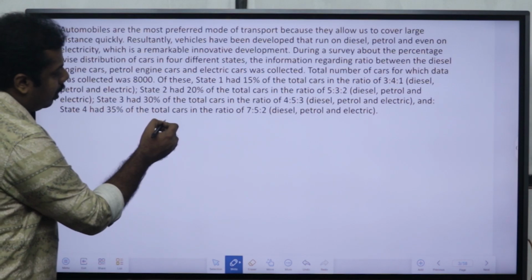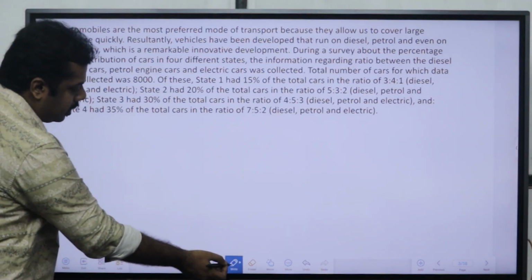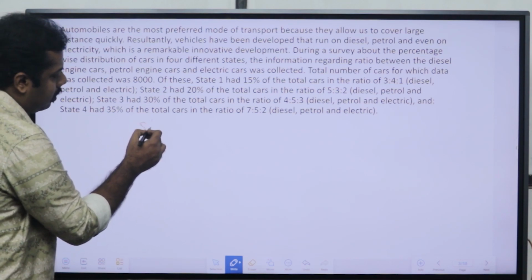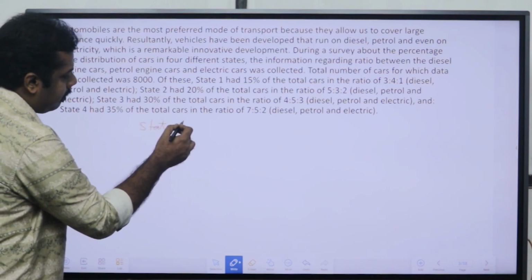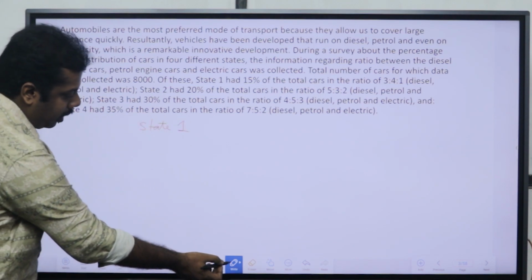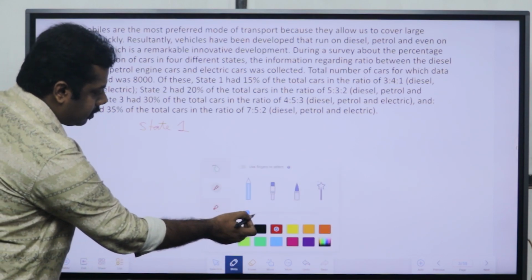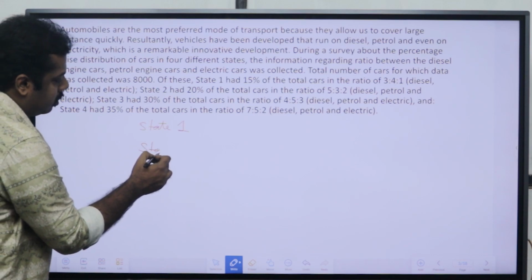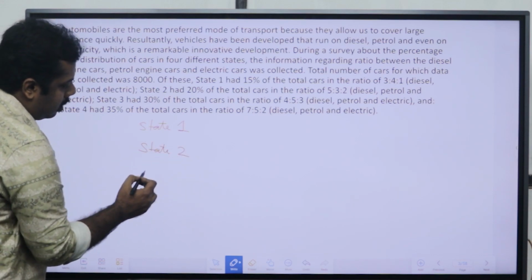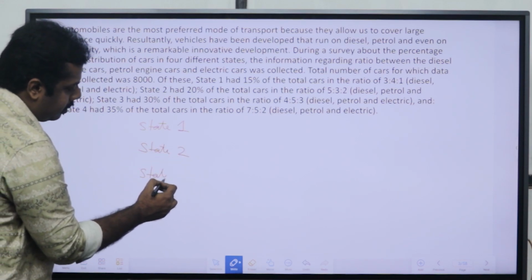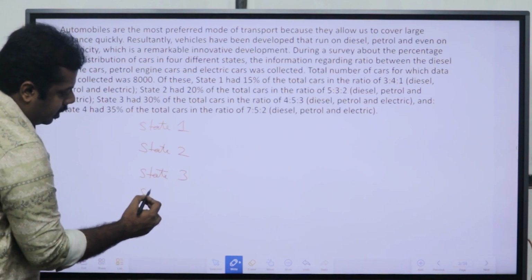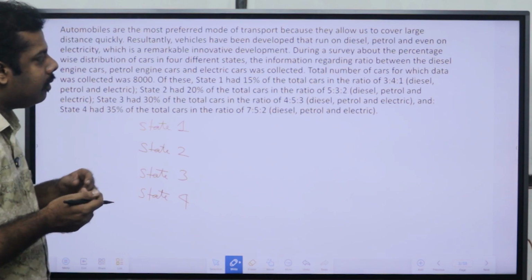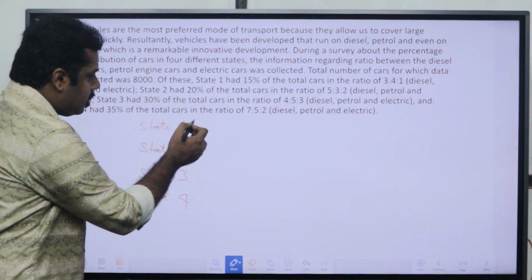Okay, or a table. So what we can do, we can just place it as state. State 1 is there. Then state 1, state 2, state 3 is there, and we have a state 4. Okay. Now what they have given, we know that, so we can just draw it.